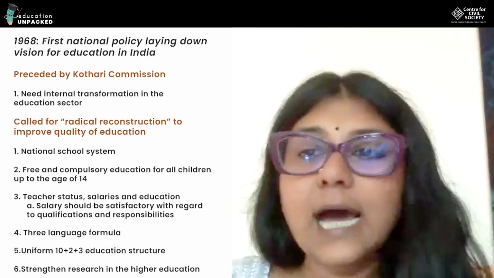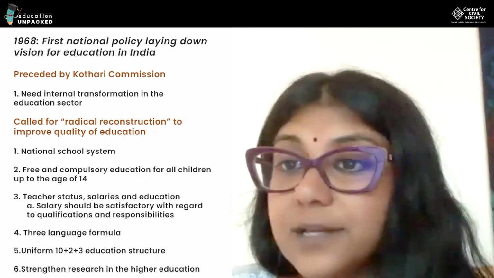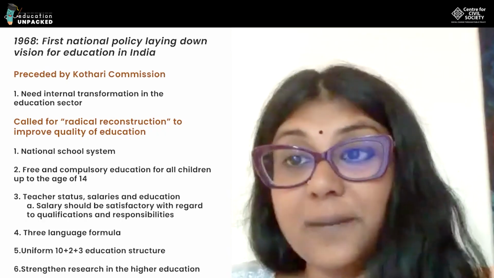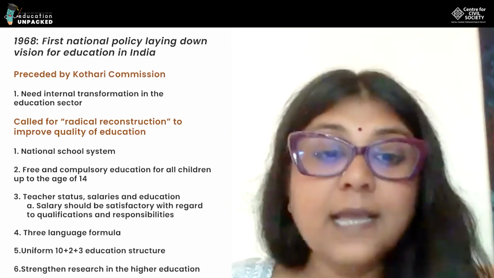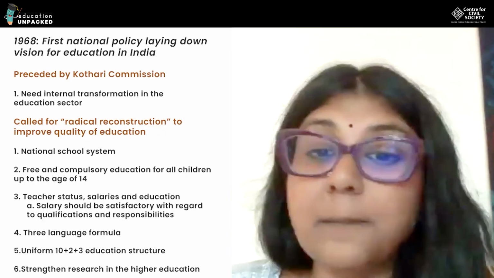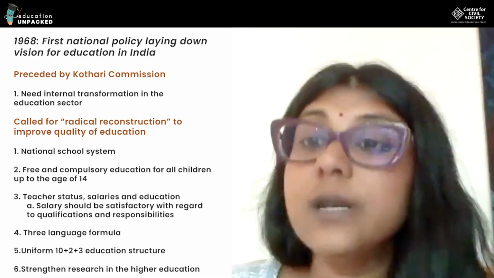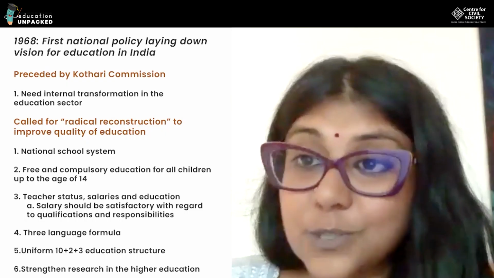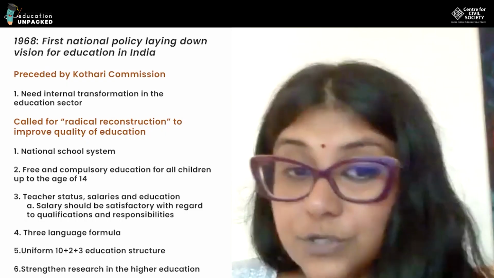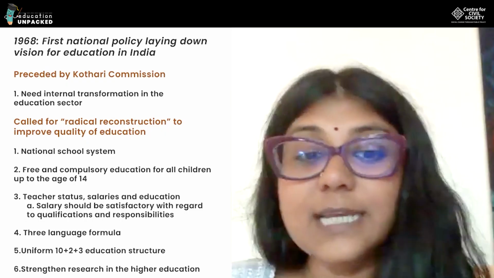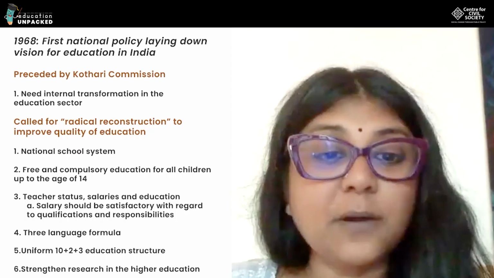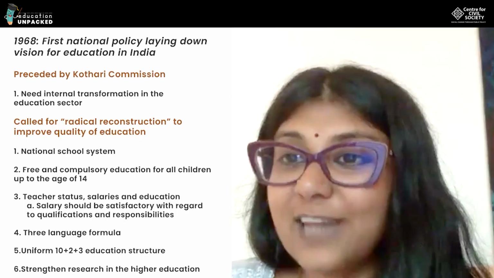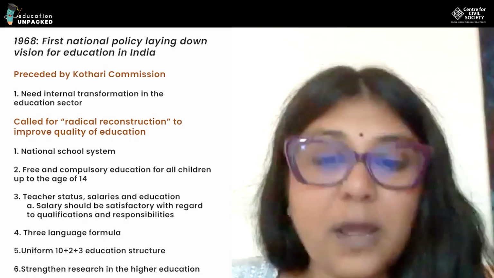And this culminated in the 1968 National Policy on Education, which is India's first national policy laying out a national vision. Right? The policy called for radical reconstruction to improve education. One, it recommended a national schooling system. Second, it recommended free and compulsory education for all children up to the age of 14. This was also part of the directive principles of state policy in our constitution.